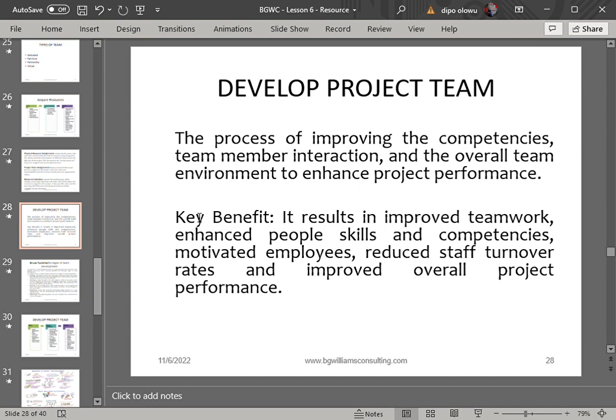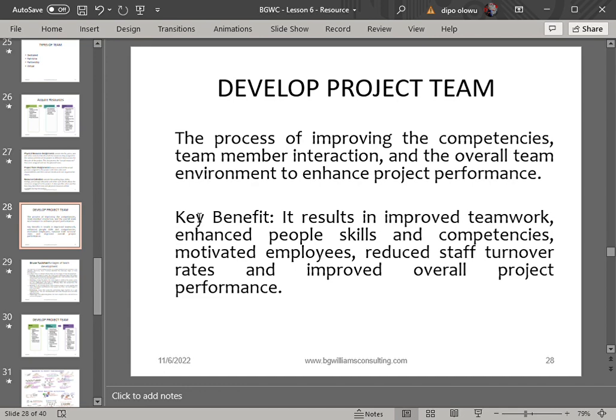Resource calendar is to show the availability of your resources. Okay, so moving forward, now we have been able to estimate the activities of the resources we need. The next thing, we have been able to acquire those resources we need.